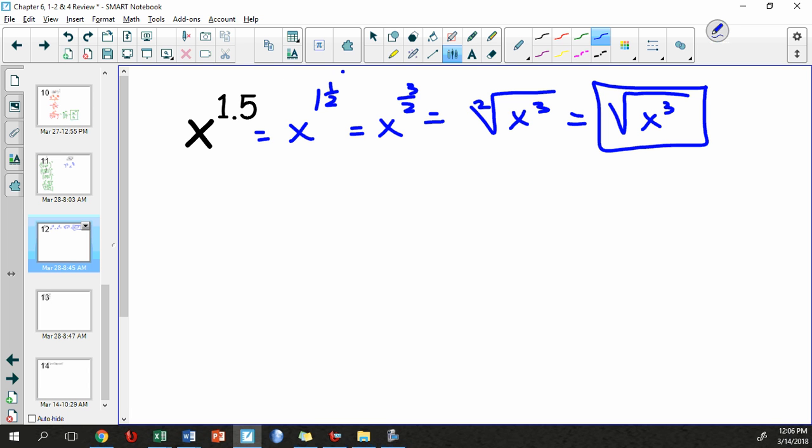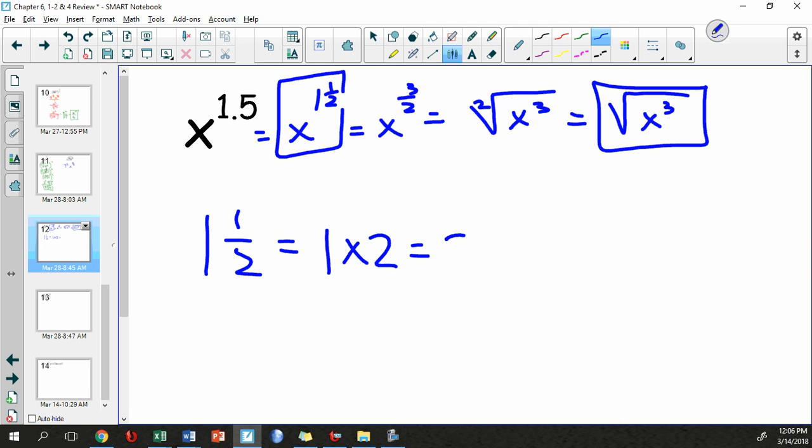Are you talking about this stuff right here? 1 and 1/2 is going to be 1 times 2, which gives you 2, and then add the numerator, which gives you 3. So it's that whole C rule that you used to do. So you multiply here and you add this. Remember that? Okay.